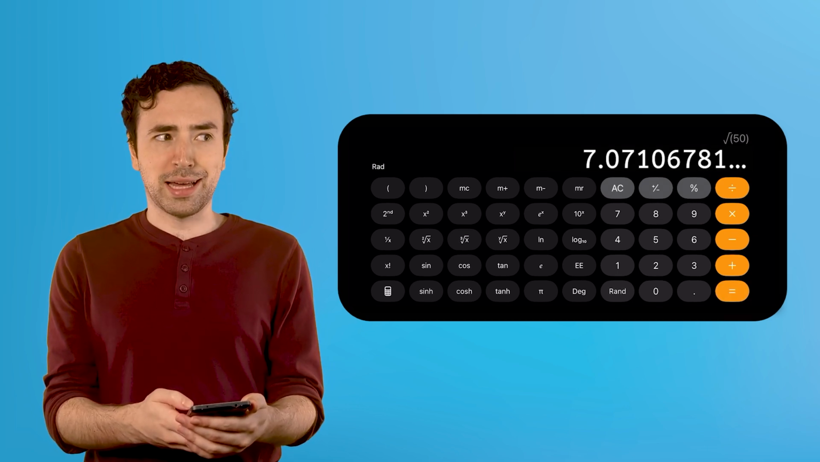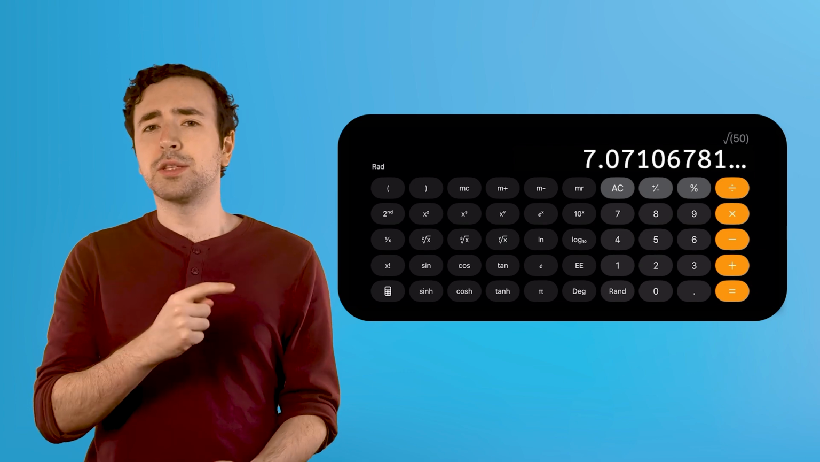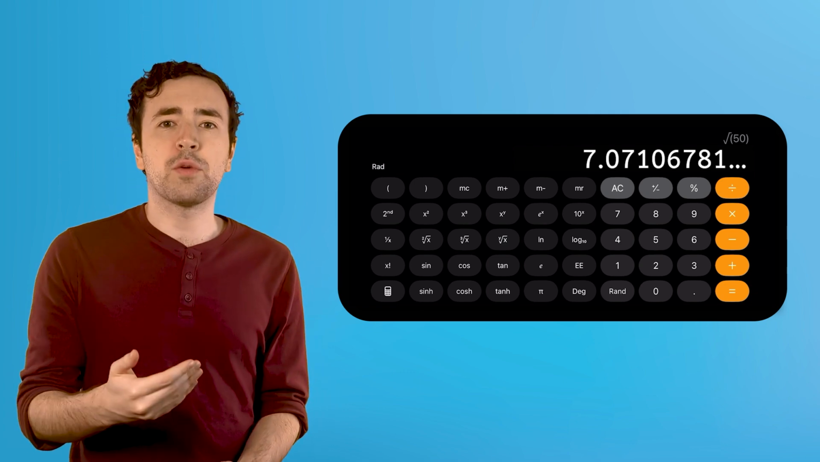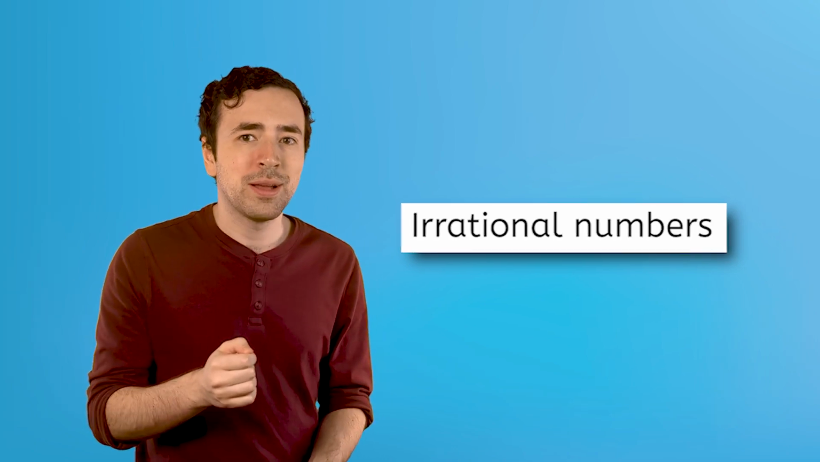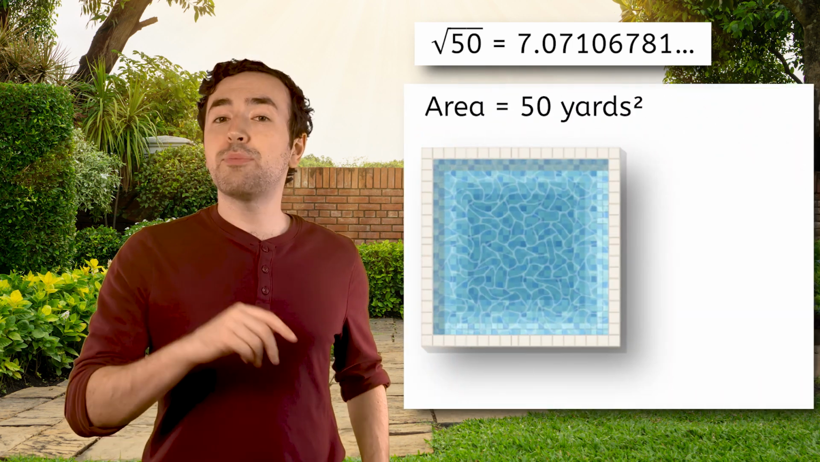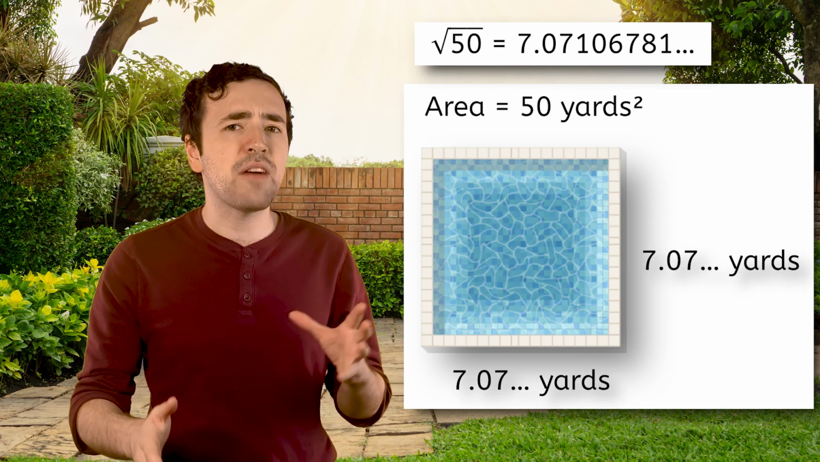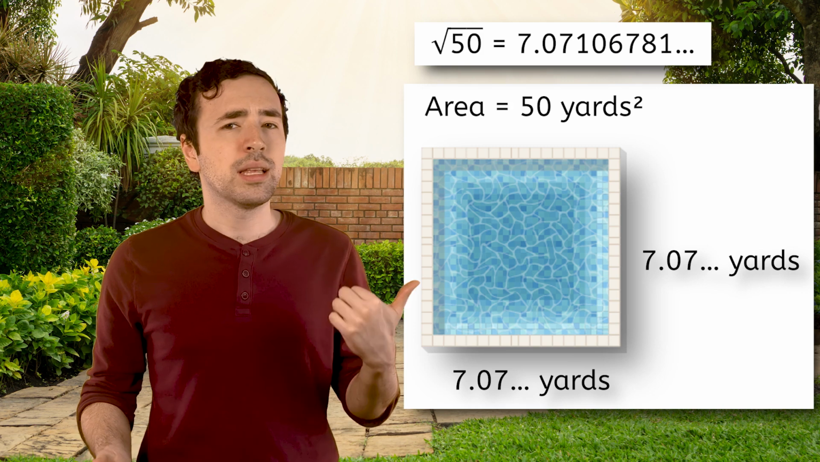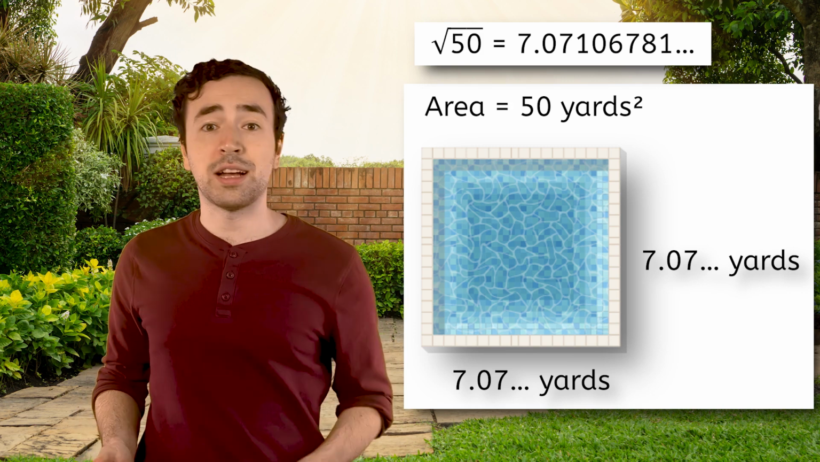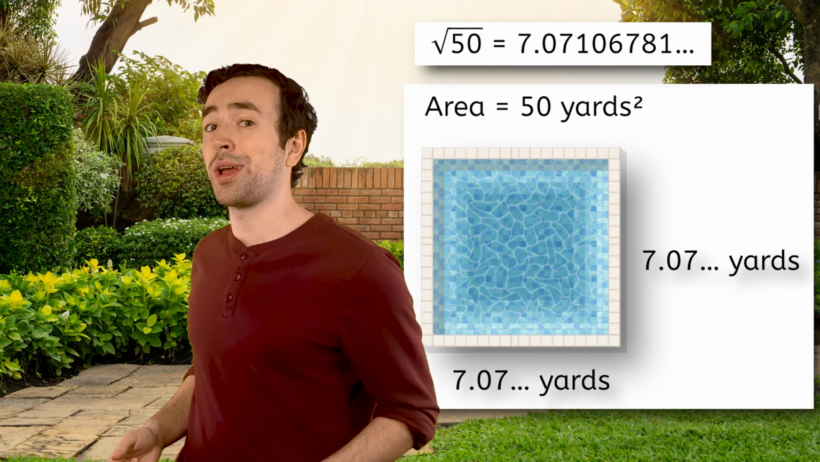Whoa, that's a lot of digits. What do we call decimal numbers like this that keep going on forever without repeating a pattern? Irrational numbers. Even though the number looks a little crazy, the square root of 50 is a number, and it's just a little bigger than 7. That's between 7 and 8, just like we thought. So my pool with an area of 50 square yards will have side lengths of about 7.07 yards. That's something we can work with. I'll go write that down so I can remember it for later when I start working on my pool.